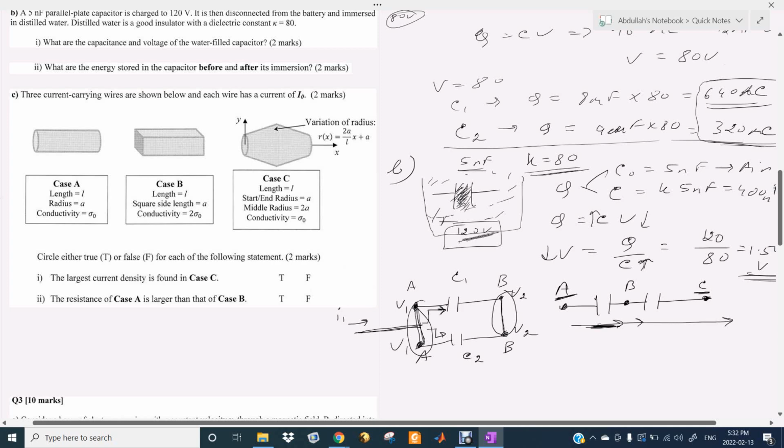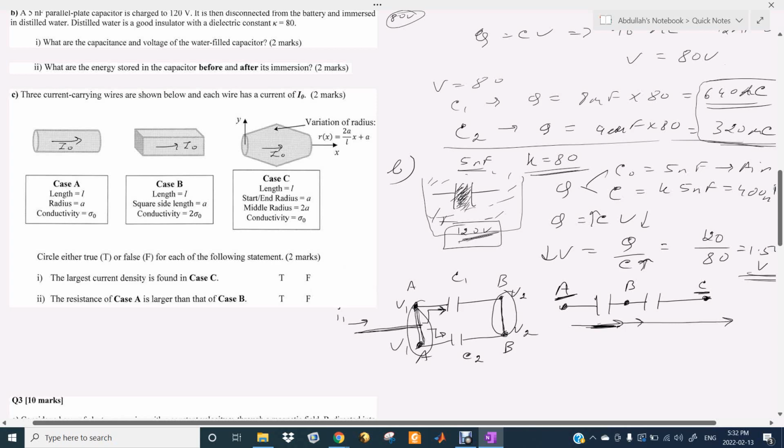Now what you have to find is that they say the same amount of current is flowing through all the cases. So through this one, you have I naught. Through this one, you have I naught. Through this one, you have I naught. So in terms of current, it's the same, but the areas are different and the conductivities are different. Now what they ask is to circle either true or false for each of the following statements. The largest current density is found in case C.